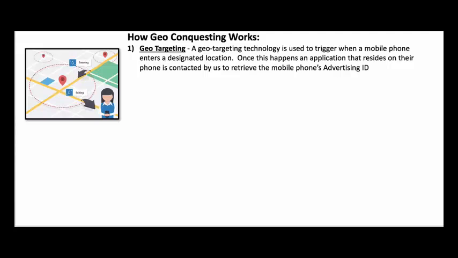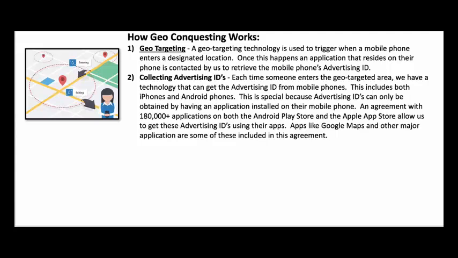Geoconquesting is a geotargeting technology used to trigger when a mobile phone enters a designated location. Once this happens, an application that resides on their phone is contacted by us to retrieve the mobile phone's advertising ID. It's kind of like a MAC address on a computer or a router. You have an advertising ID on your phone. The next step is, once we collect the advertising ID, every time someone enters a geo-targeted area, we have a technology that can get that advertising ID from the mobile phones. This includes both iPhones and Androids.